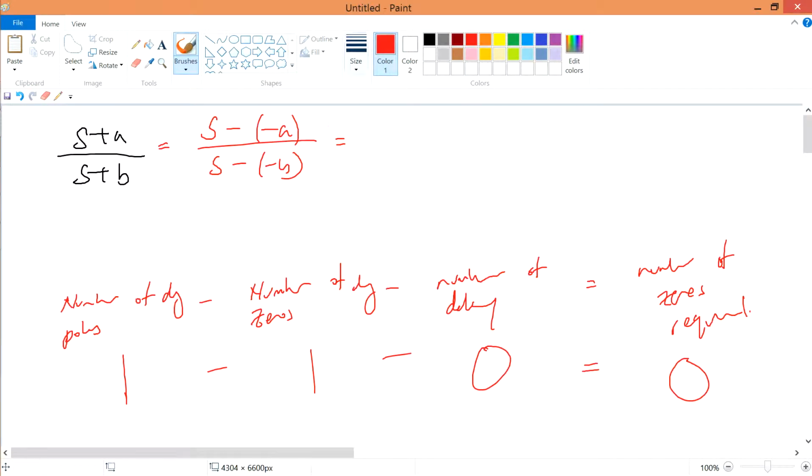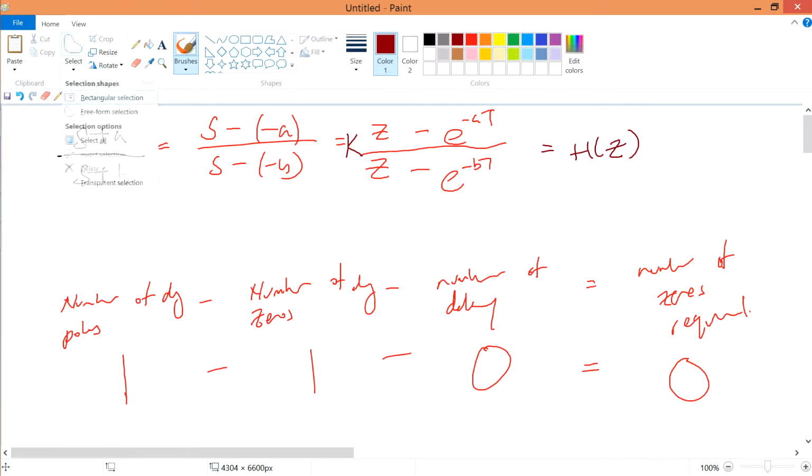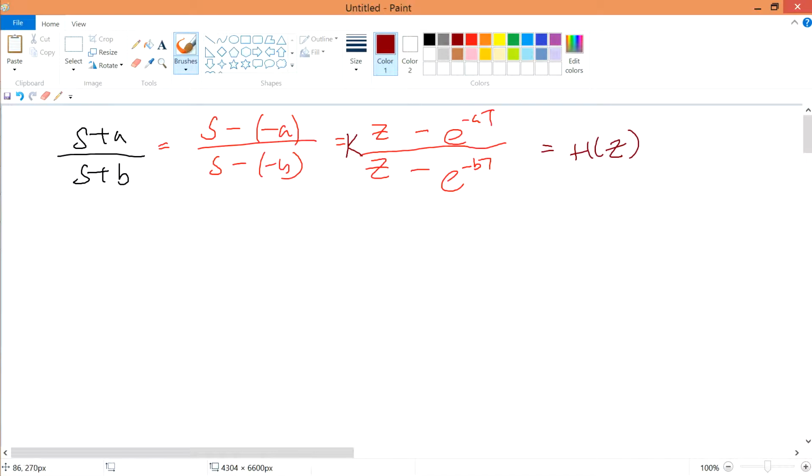Otherwise, let's continue. You know that s is equal to z, so I'll just sub in z. My minus a I can rewrite as e to the minus at in the z domain. Same thing, s is equal to z, and minus b I just write as e to the minus bt. And I have a multiple of k equal to your H of s, H of z. Now I'm going to evaluate the k. To find k, I will set s equal to 0, z equal to 1.